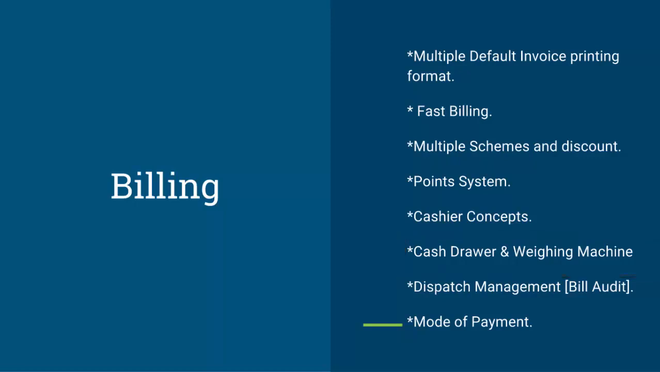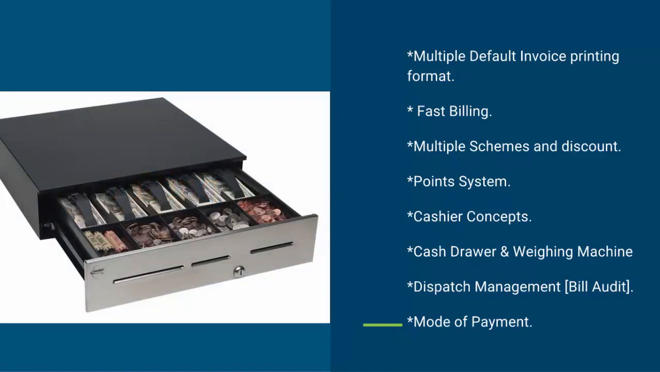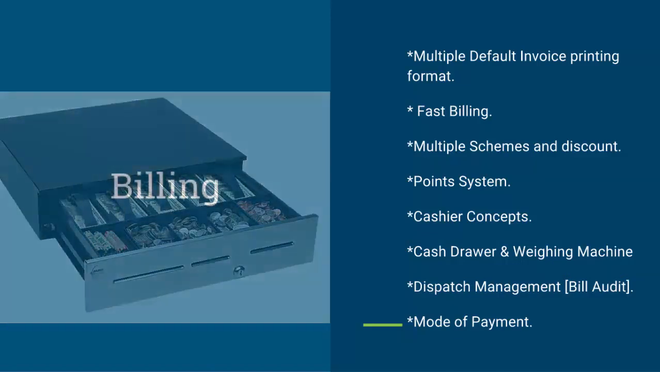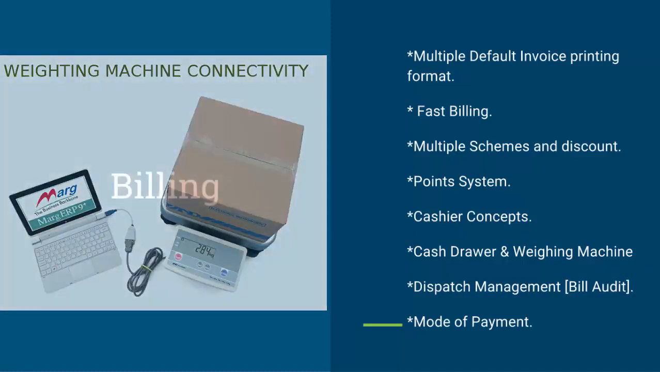Next is cash drawer and weighing machine. In the software, you can electronically attach cash drawers that hold notes and coins. The drawer opens on every bill saving. You can also attach a weighing machine in the software.